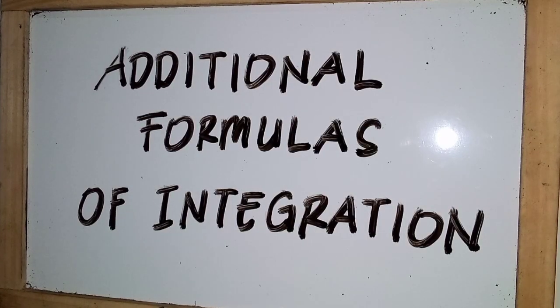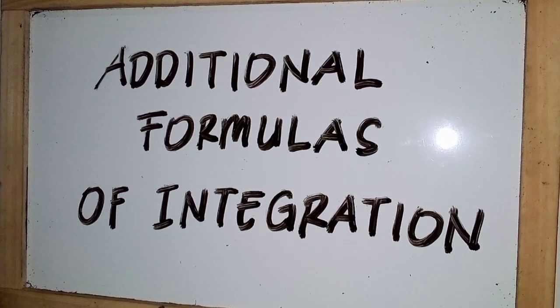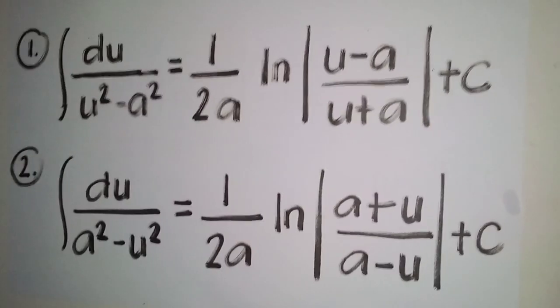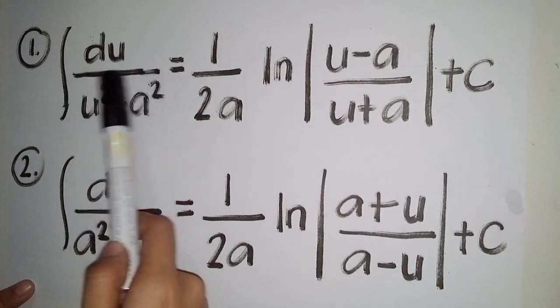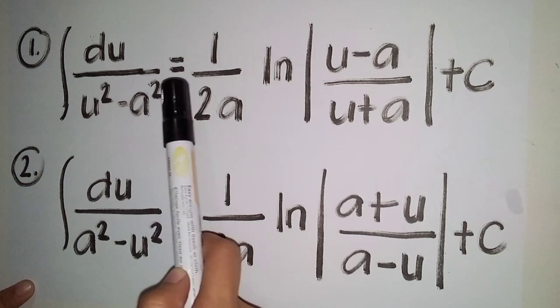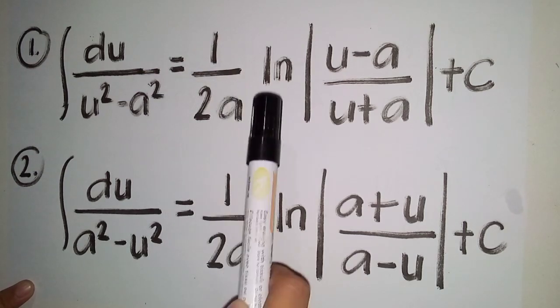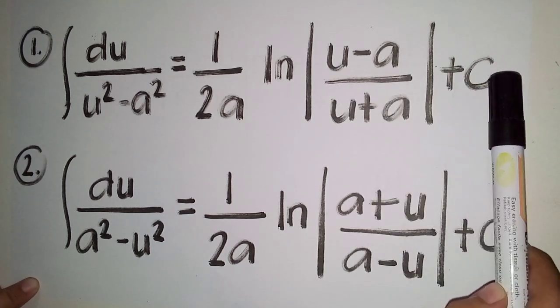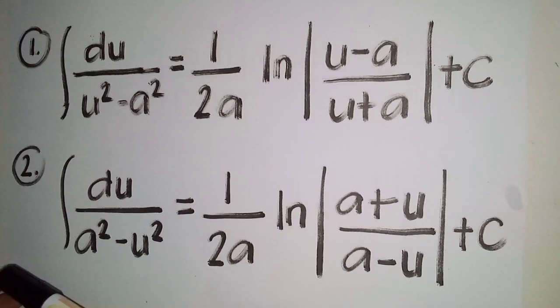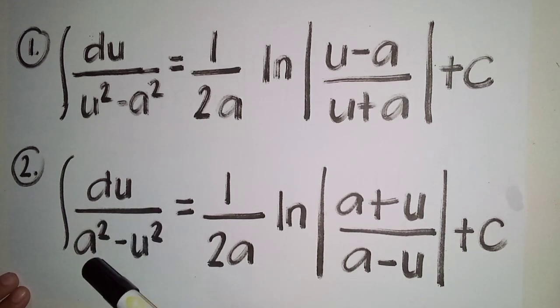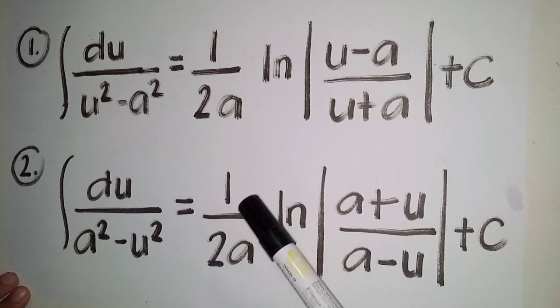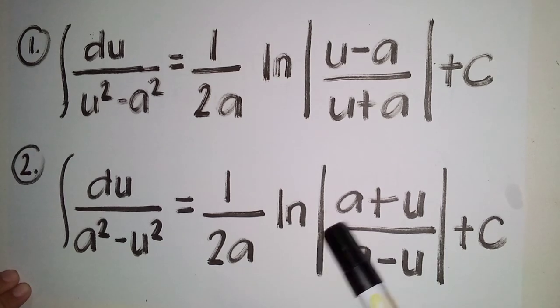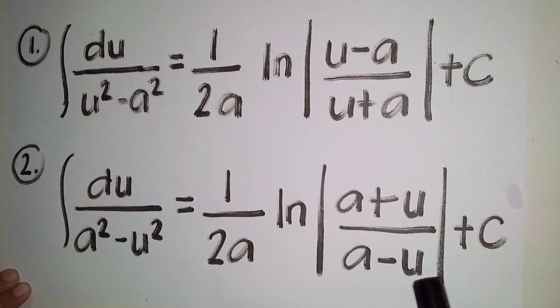Let us now discuss the additional formulas of integration. So we're going to discuss two formulas of this topic. Okay, first we have the integral of du over u squared minus a squared is equal to 1 over 2a ln the absolute value of u minus a over u plus a plus c. And then the second formula is the integral of du over a squared minus u squared is equal to 1 over 2a ln the absolute value of a plus u over a minus u plus c.